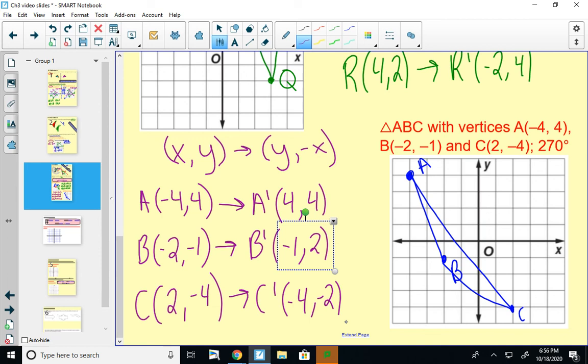And then let's graph these points just to double check, make sure it looks like I did the proper rotation. A moves to (4, 4). B is at (-1, 2). And C is at (-4, -2). If we did it correctly, we should have the exact same shape, the exact same size, just in a different location, and it looks like we do.